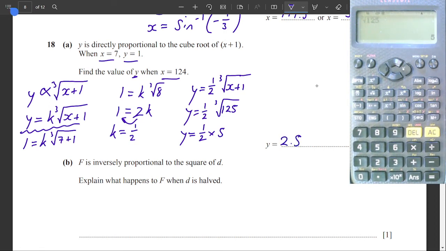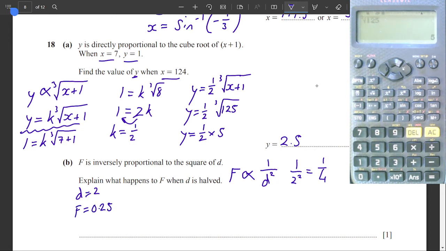Sweet. Question 18b, f is inversely proportional to the square of d. So let's put that in mathematical language. F is proportional inversely to the square of d. That's it. Explain what happens to f when d is halved. What could possibly happen? Let's pick a value for d. Let's say d equals 2. So if d equals 2, we will have a half over 2 squared. 2 squared equals 4, so a quarter. So f would be 0.25.